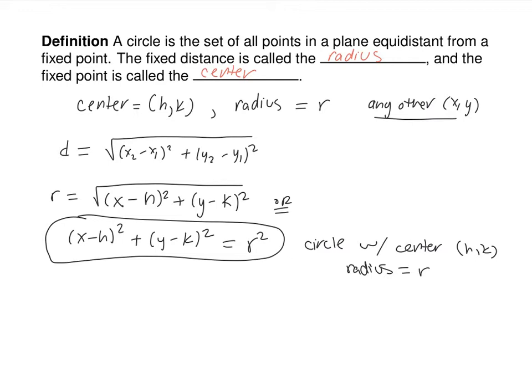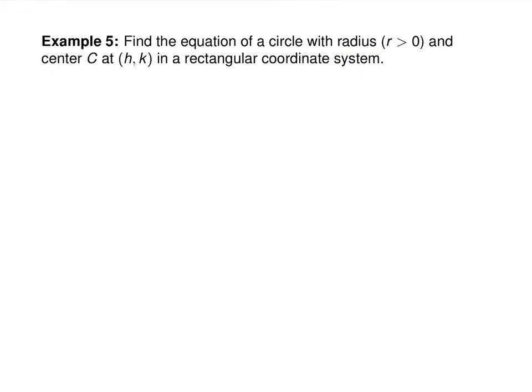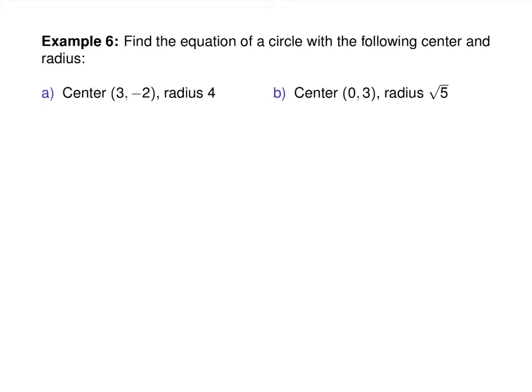Does that make sense? Okay, so that comes from the distance formula. That's why it is what it is. Okay, so let's find equations for some circles that have centers in certain places and certain radii, okay? Find an equation of a circle with this center and with that radius.